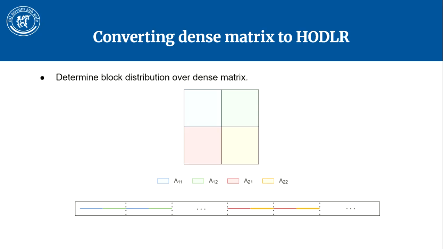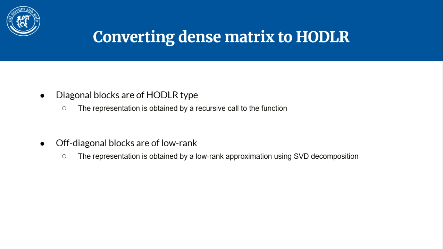Once each block is reconstructed in a dense fashion, the diagonal blocks are represented as HODLR matrices. To get that representation, we use a recursive call, while the off-diagonal blocks have to be approximated with a low-rank approximation, in which case we use the SVD decomposition. The diagonal blocks' representation is obtained by a recursive call to the convert dense to HODLR function, and then the off-diagonal blocks' representation is obtained by a low-rank approximation using SVD decomposition.